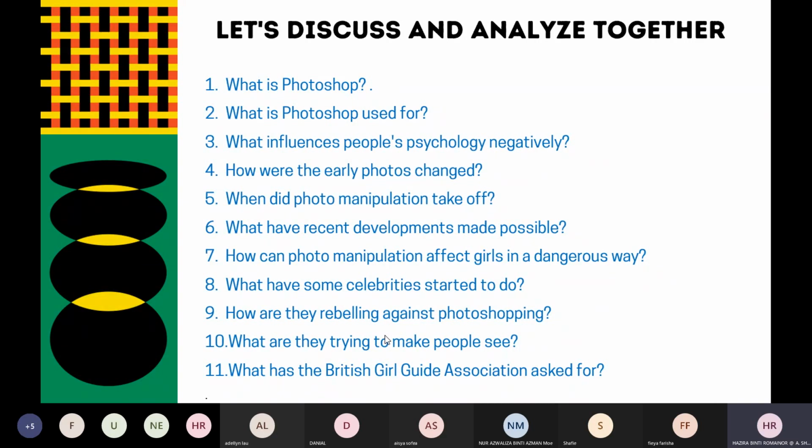So the first question is, what is Photoshop? Number 2, what is Photoshop used for? Number 3, what influences people's psychology negatively? Number 4, how were the early photos changed? Number 5, when did photo manipulation take off? Number 6, what have recent development made possible? 7, how can photo manipulation affect girls in a dangerous way? Number 8, what have some celebrities started to do? 9, how are they rebelling against photoshopping? Number 10, what are they trying to make people see? And finally, what has the British Girl Guide Association asked for?